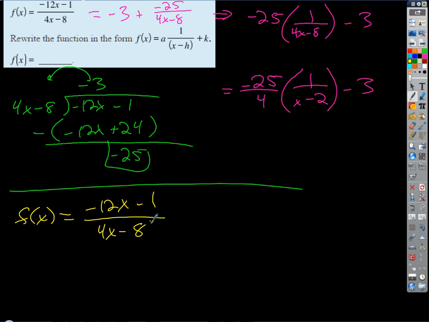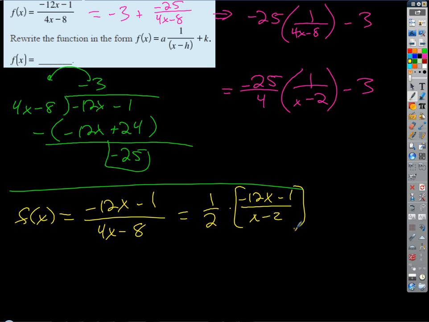I could have taken, on the top there's really nothing I could do, right? Because there's no factor of 12 and 1 other than 1. But on the bottom I could have factored out a 4, couldn't I? So do you see then that I could have written this as 1/2 times negative 12x minus 1 over x minus 2, right? So I've got this 1/2 times whatever we get from this quotient.